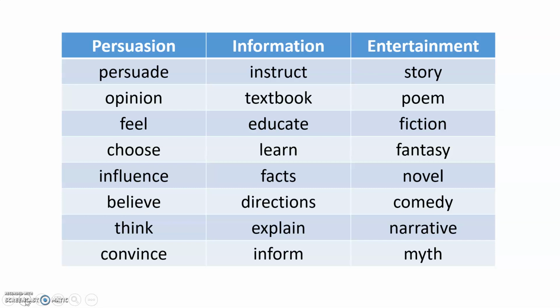So then finally, the last column there is entertainment. And these are not clue words, but these are just types of things that are written for entertainment. So anytime you have a story or a poem, a song, a piece of fiction, fantasy, a novel, comedies, narratives, or even myths, those are all written for entertainment. So, just keep this in mind as we go through reading different pieces of text and trying to figure out what the purpose is. You can refer back to this chart to help you if you're not sure and you're trying to figure it out.